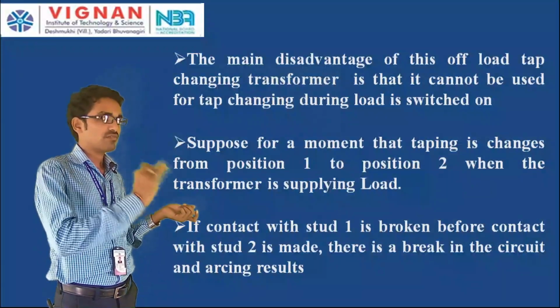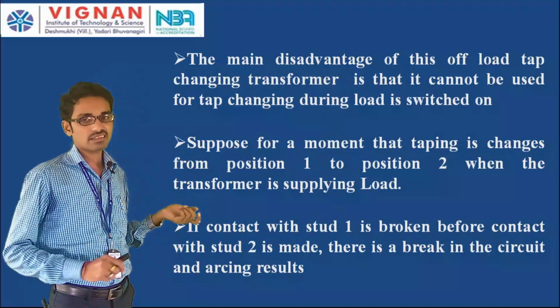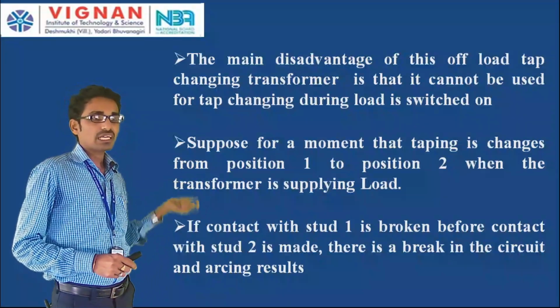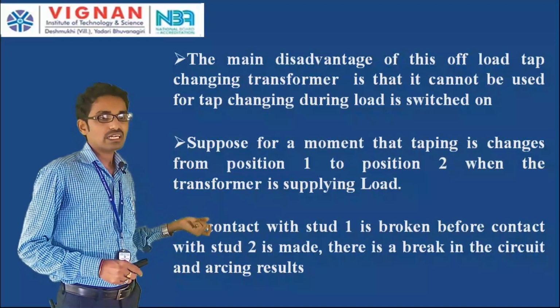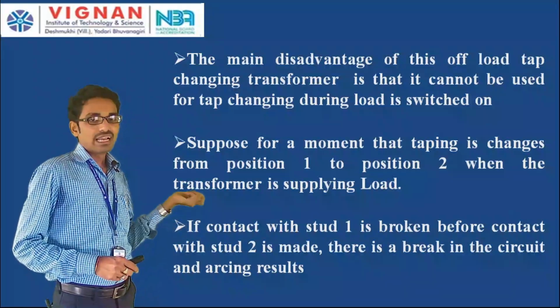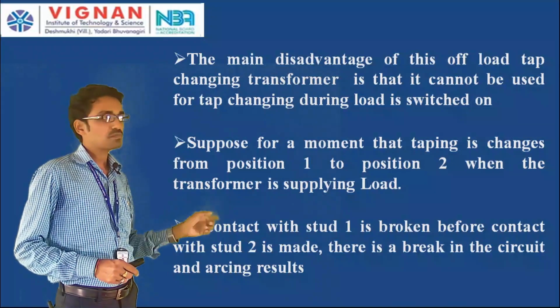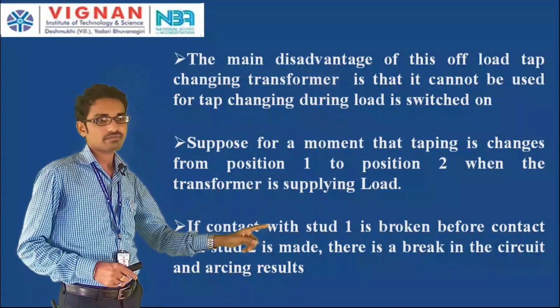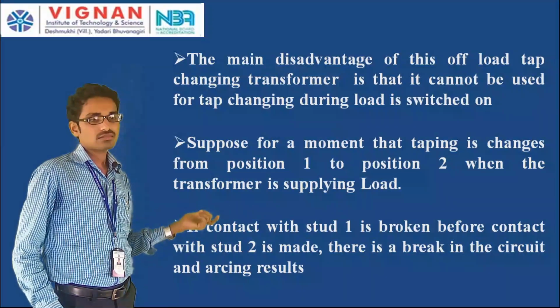Let us take the range from 50% to 75%. Then there are two conditions to consider. The first condition is if contact with stud 1 is broken before contact with stud 2 is made. So what does that mean?